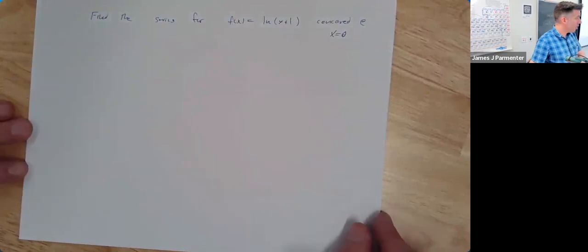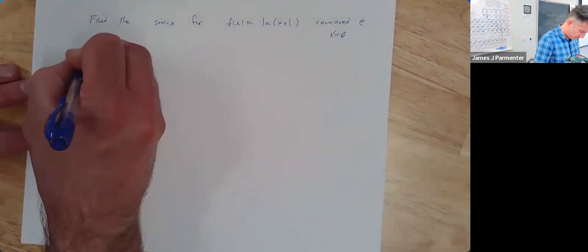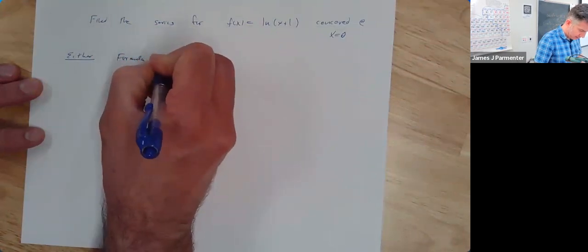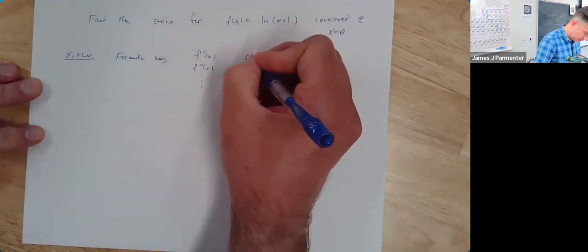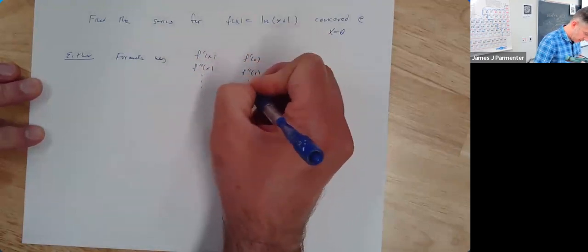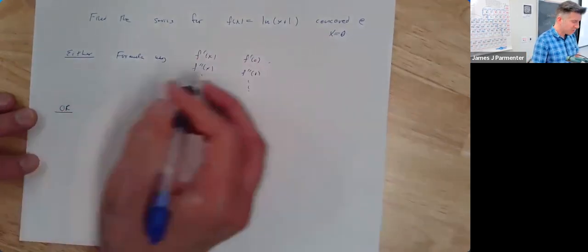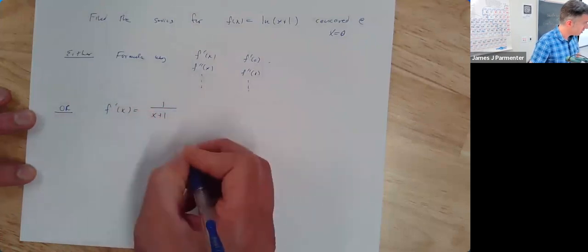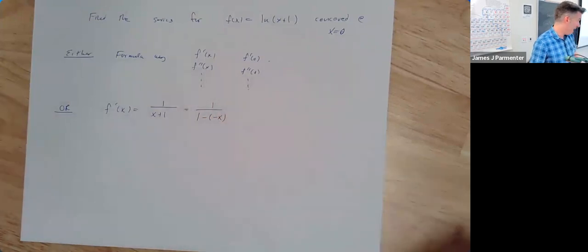And you could do this the long way, or not the long way. Well, you could do it either the Taylor's formula way, right? Take all the derivatives, f prime of x, f double prime of x, and so on, plug in the center, get some values, find the formula. Or you could do this one the way we did the other natural log one, by taking the derivative. f prime of x is 1 over x plus 1, which is 1 over 1 minus negative x, and do it that way.